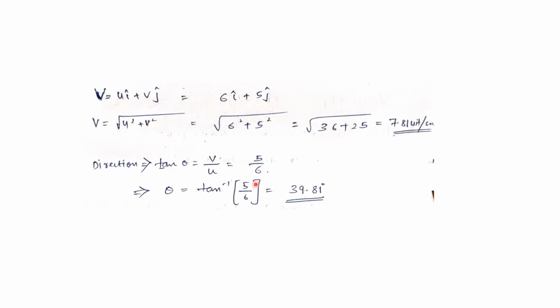And what is the direction of that? Tan theta would be v by u. That means you are asked for the magnitude and also the direction. Direction would be v by u, that is 5 by 6. So substituting that, theta is equal to tan inverse 5 by 6, which is 39.81 degrees. We have discussed up to this portion in the previous class, and I was brushing through this portion.